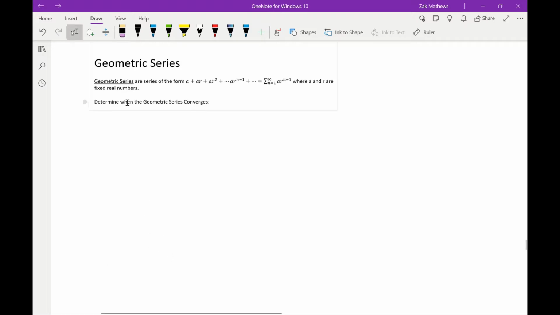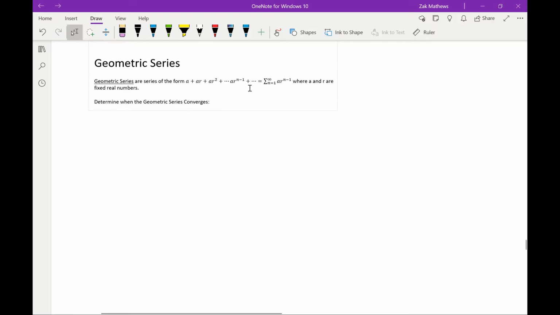Geometric series, we're going to be able to determine fairly quickly whether they're going to converge or diverge. So let's first define what a geometric series is. They're a series of the form a plus a times r plus a times r squared plus a times r to the third, all the way up till we have a times r to the n minus 1 plus, and then of course they keep going, where a and r are just fixed real numbers.